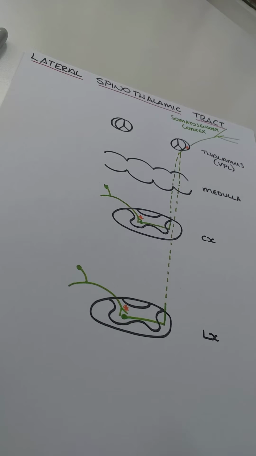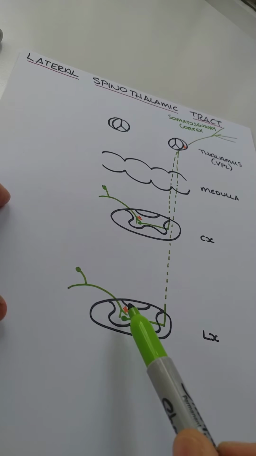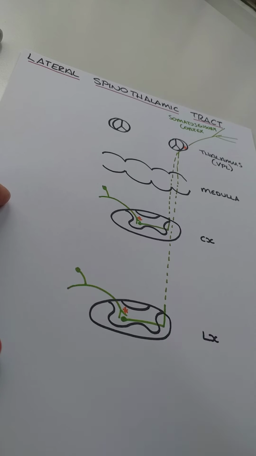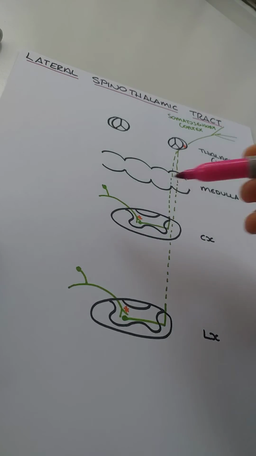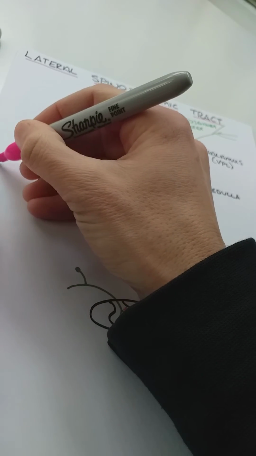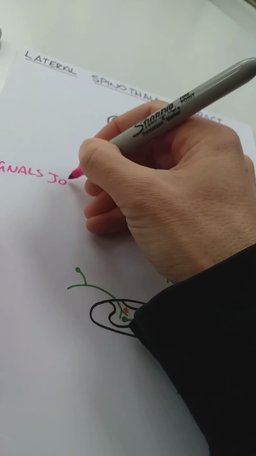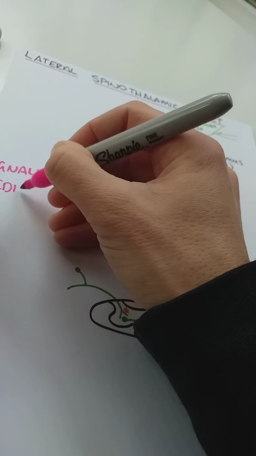So the main difference here is where it decussates to. It synapses and decussates at the same time as the anterior, but where does it go to? Out to the lateral side, lateral spinothalamic tract. Right, so again you can see the signals come in medially. Signals join medially.